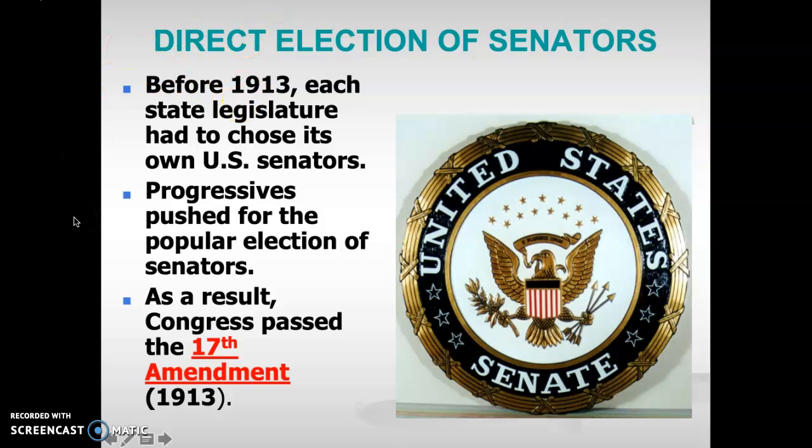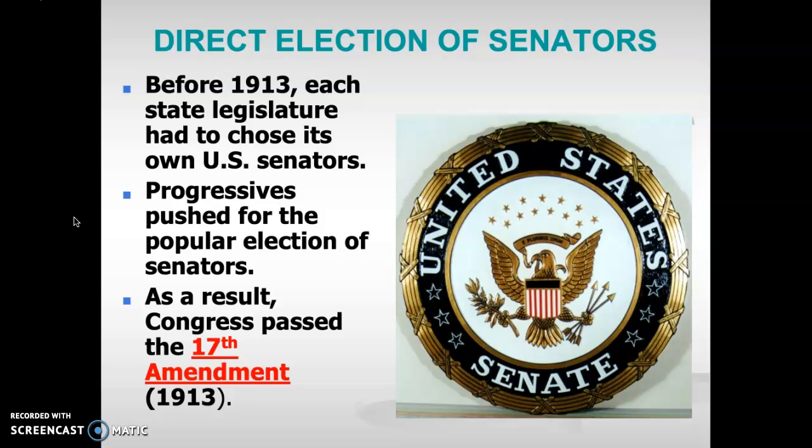And finally, we have the direct election. I don't know if that's the end of the first section. So, we're going to end today's lesson with the direct election of senators. Before 1913, each state legislature would choose its own senators. So essentially, here in Texas, the state legislators that you and I vote for would pick the senators.